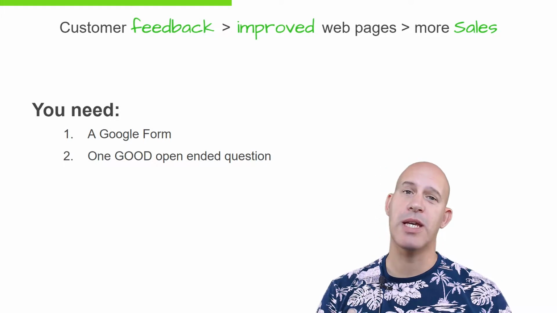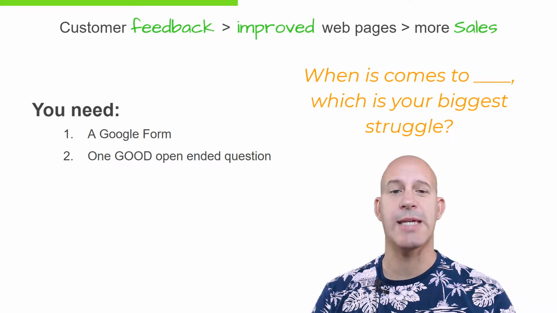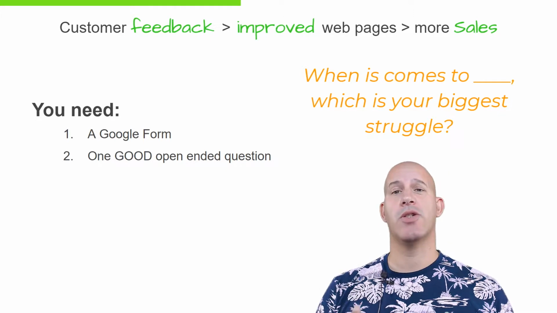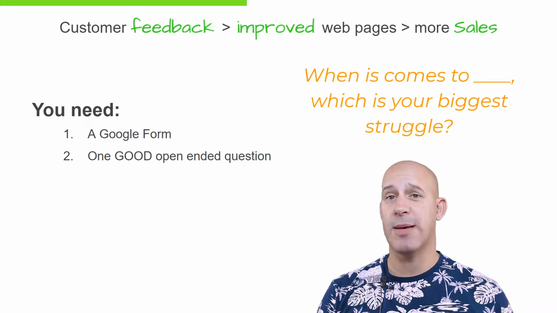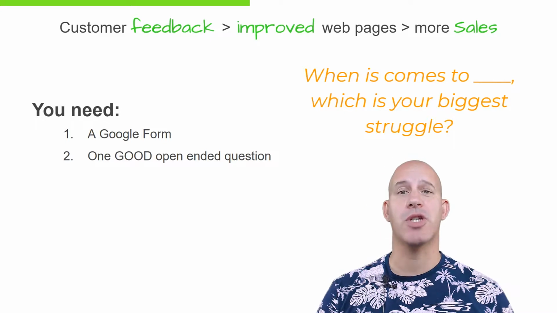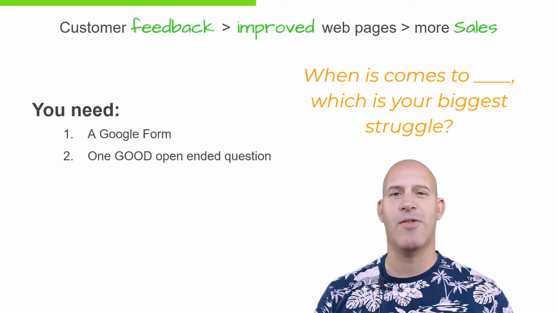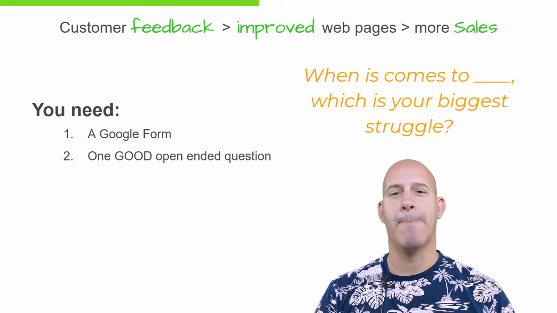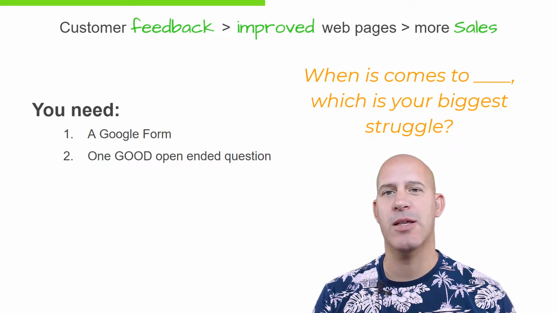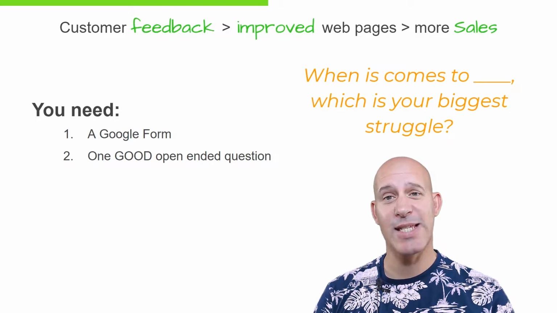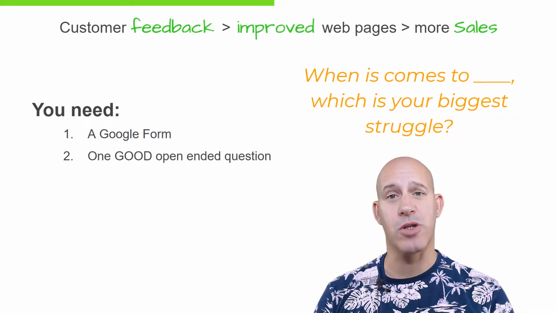Here, I'm gonna give you 3 example questions, and then you can get creative from there. So the first question is, when it comes to blank, which is your biggest struggle? And blank is your topic, your business, your niche. So for example, when it comes to improving web pages, which is your biggest struggle? And you see that here the user could answer in a variety of different ways, and most of them will answer what you already know, but some of them will come with some answer that you really didn't expect. And that is the real value, because you can use that information to improve your product, service, and copy, all right?